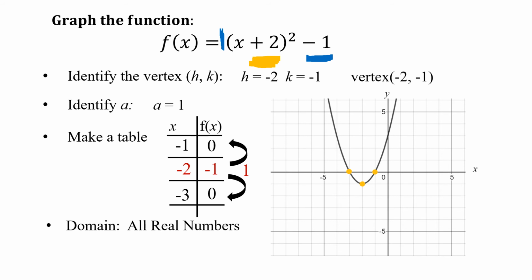The domain for this parabola is still going to be all real numbers. And since -1, which is my k, is the lowest that graph can be, all values of y have to be greater than or equal to -1. So my range is y greater than or equal to -1.